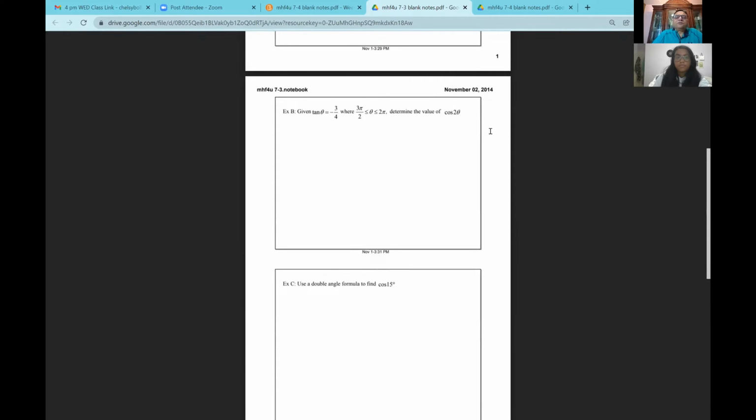Can you please read the question? Example B, given tan theta equals negative 3 over 4, where theta is greater than or equal to 3 pi over 2 and less than or equal to 2 pi, determine the value of cos 2 theta. So first thing, you have to always see where you are. So you are between 3 pi by 2 and 2 pi. So you are in quadrant 4, correct?